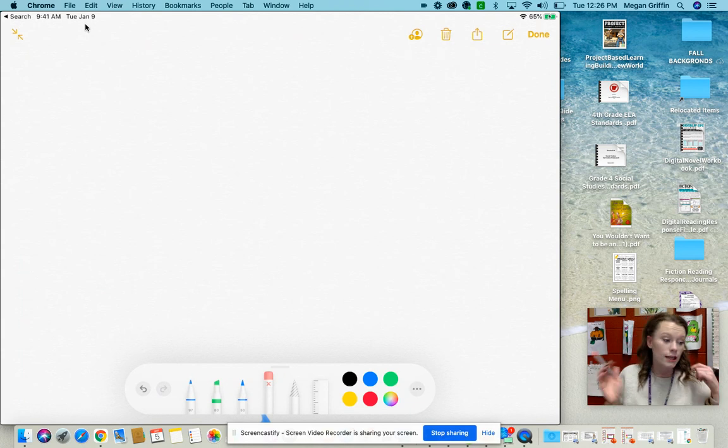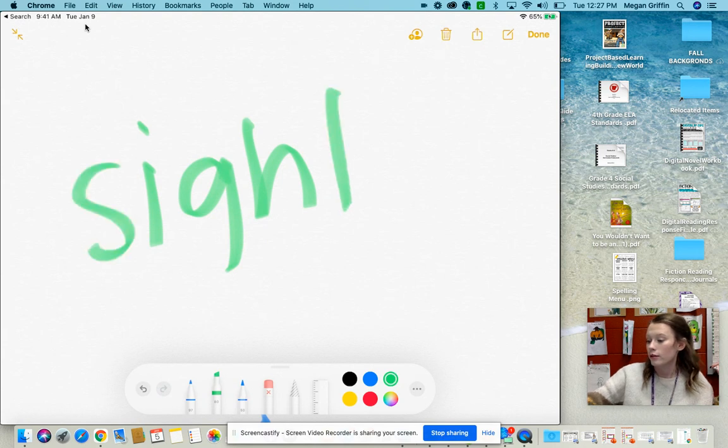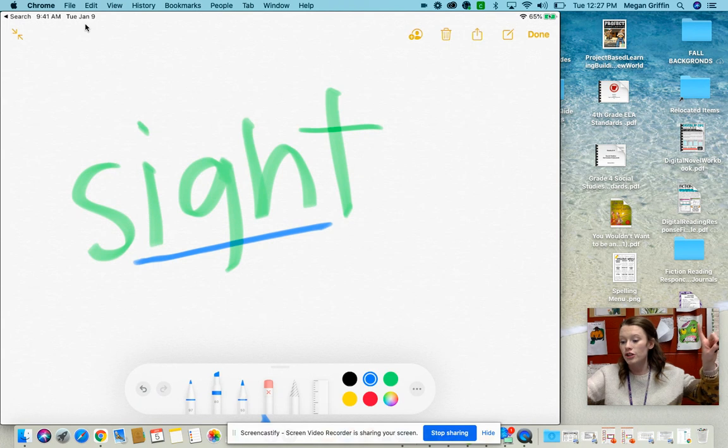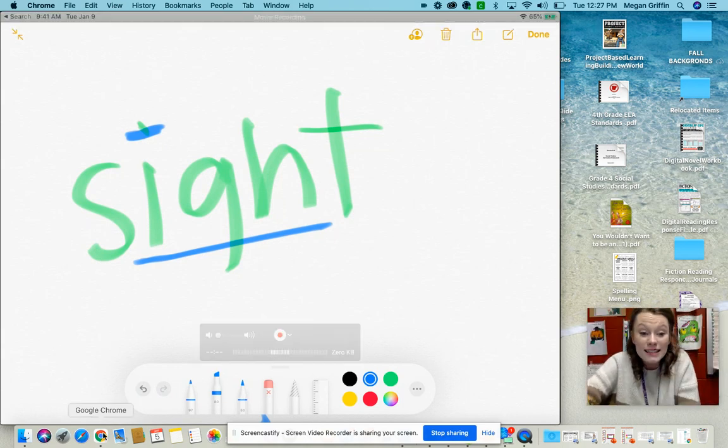So what I'd like for you to do is write 1 through 20 down. I want you to code 1 through 20. Remember, anytime you see that IGH, so I'll show you another one. Anytime you see that IGH, you're going to underline the IGH, and then you're going to put a line right over that I to remind yourself that it's long. Okay? All right, kiddos, let me know if you need any help. Other than that, I can't wait to see the good work you do.